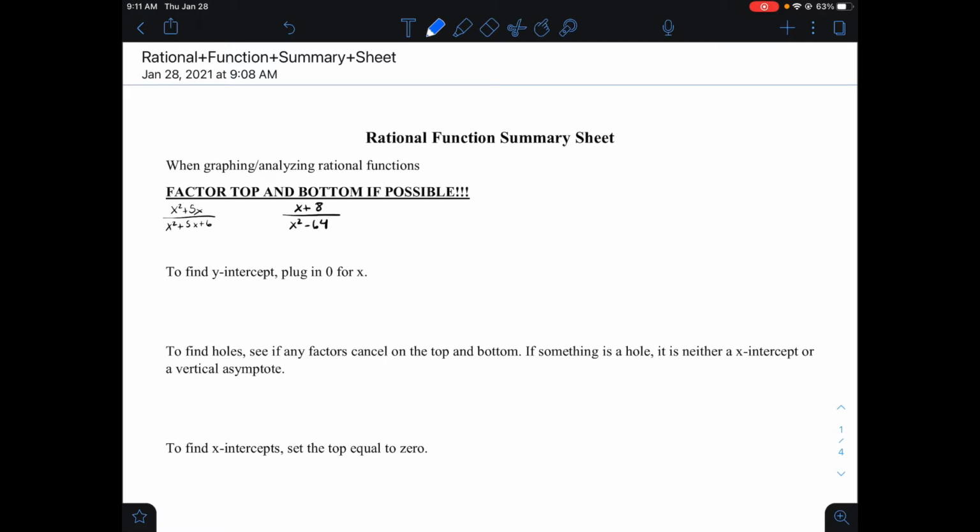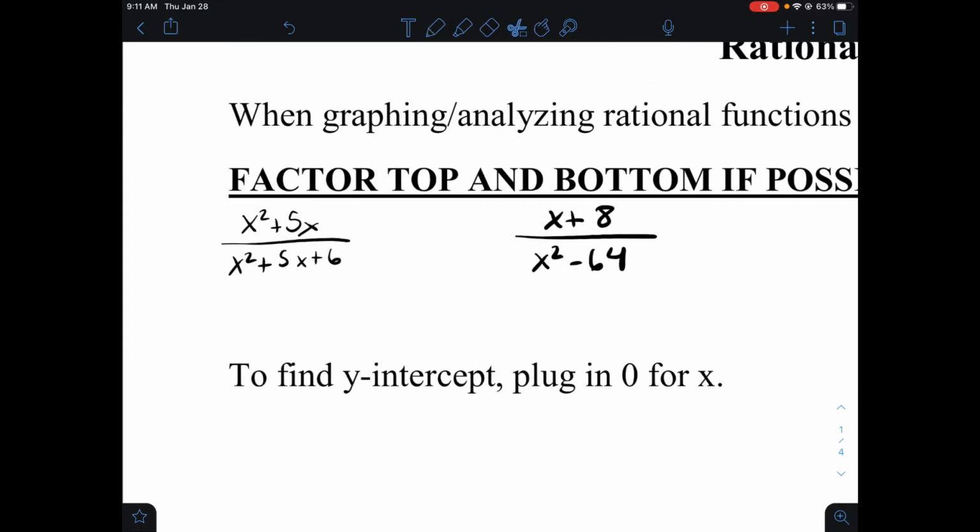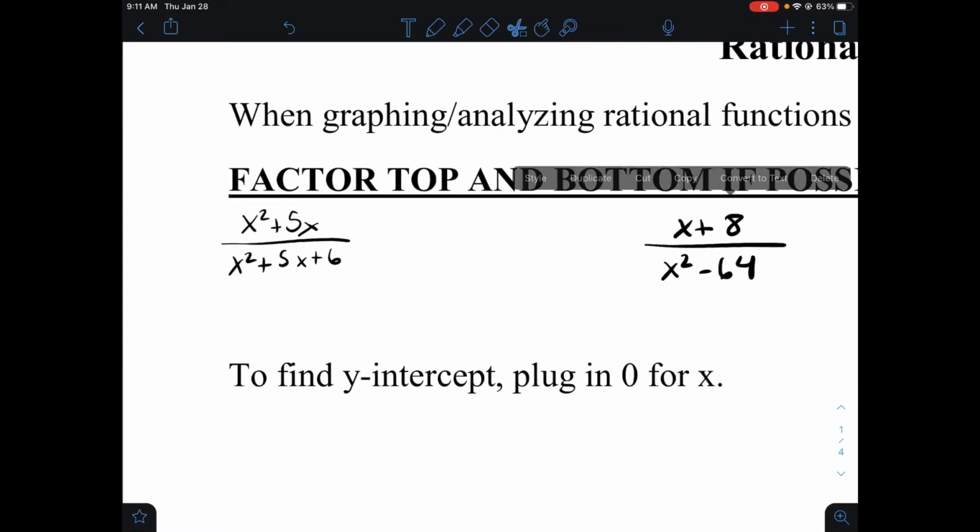All right, so first we're going to talk about graphing and analyzing rational functions. This is finding asymptotes, finding intercepts, finding holes, all that good stuff. The first thing you always have to remember when you're trying to analyze rational functions is to factor the top and bottom if you can. That should be your first goal here. So I have some examples.